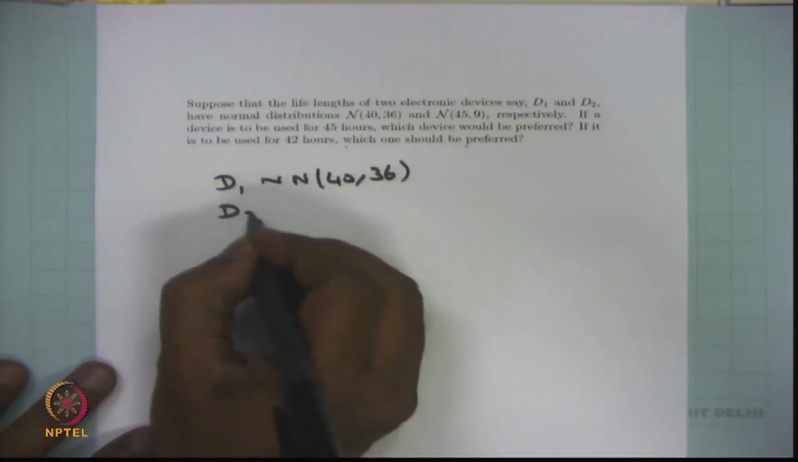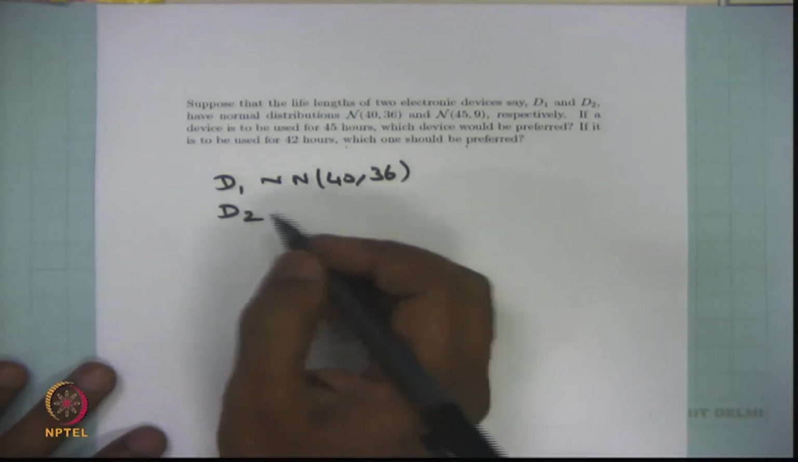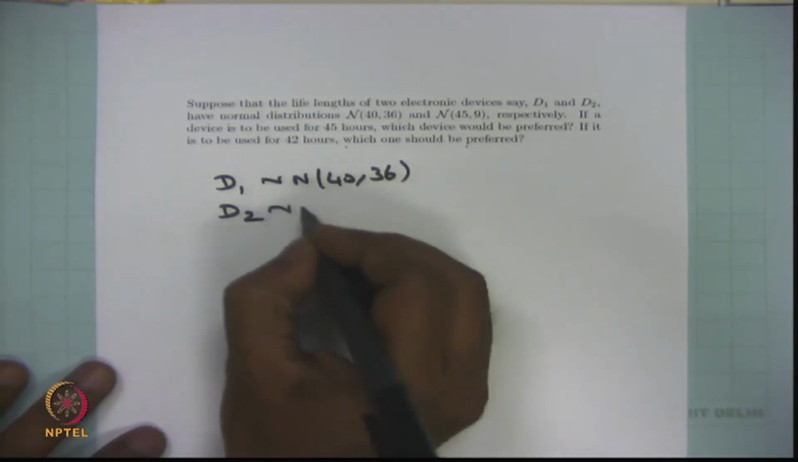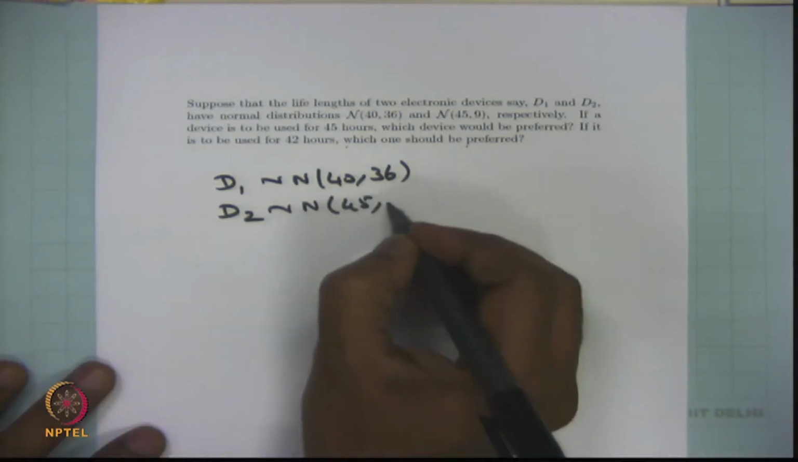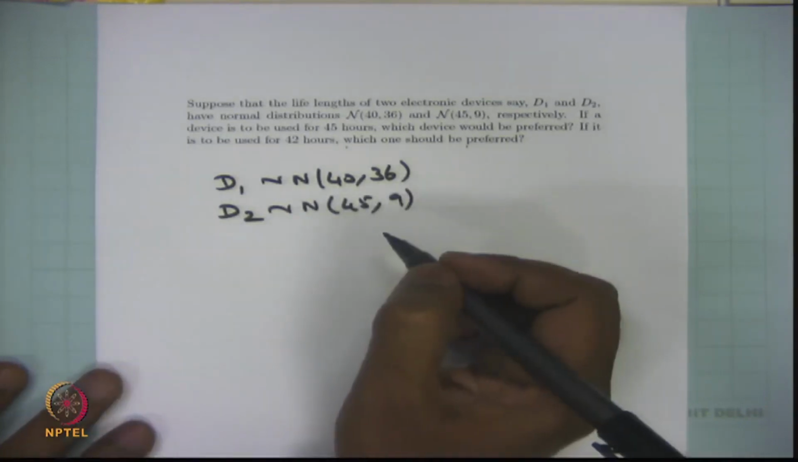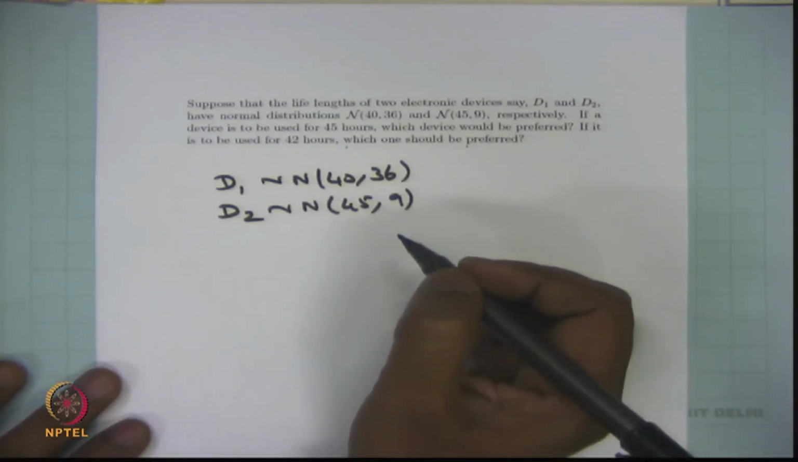Similarly, D2 is a second random variable, which denotes the life length of the second electronic device, which is normally distributed with mean 45 and variance 9. So, the question is, if a device is to be used for 45 hours, which device would be preferred?